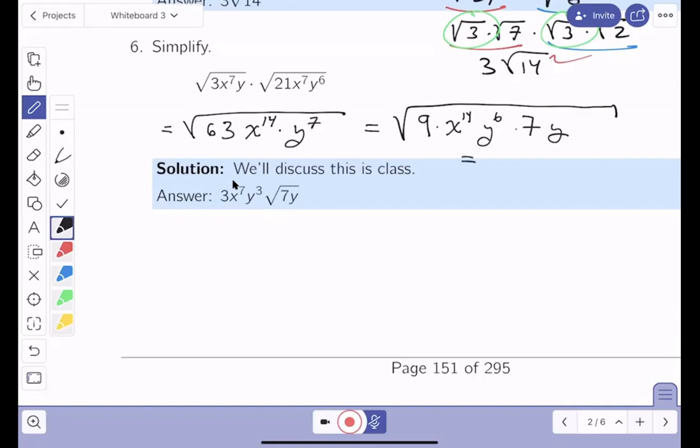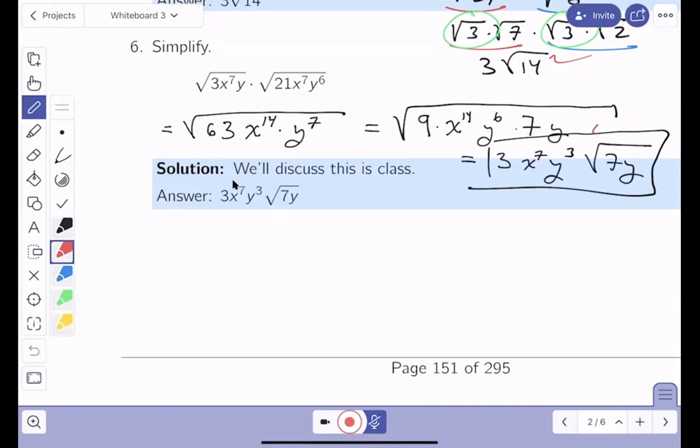Let's write this down. What's the square root of 9? 3. What's the square root of x^14? x^7. Why is that? x^7 times x^7 is x^14. What some students do, though, is they take the index, which is 2, and divide it into this number, which is 7, and they would say y^3. Whatever works for you. I'm going to say y^3 times y^3 is y^6, though. And what's left over? This.